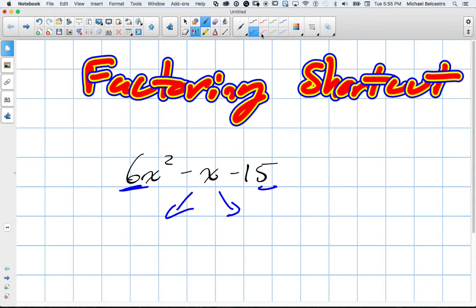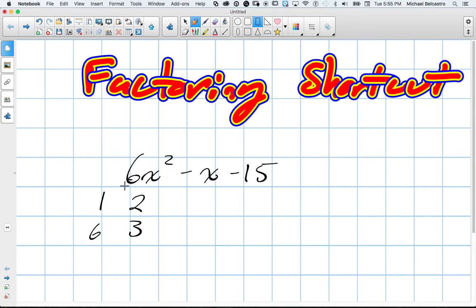This is another style. Instead of doing that, we find the factors of the very first term. So all possible factors of 6. Well, we have 1 and 6 and 2 and 3. And you can kind of separate them. You can write them like that. I'm going to visually separate them into little columns because we're going to work with them as columns.